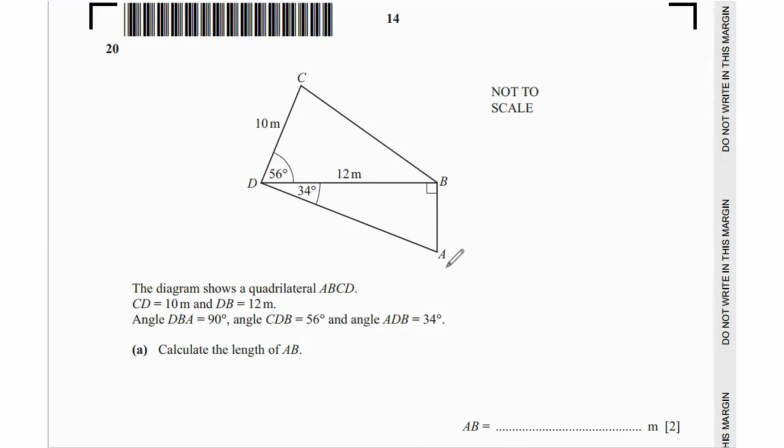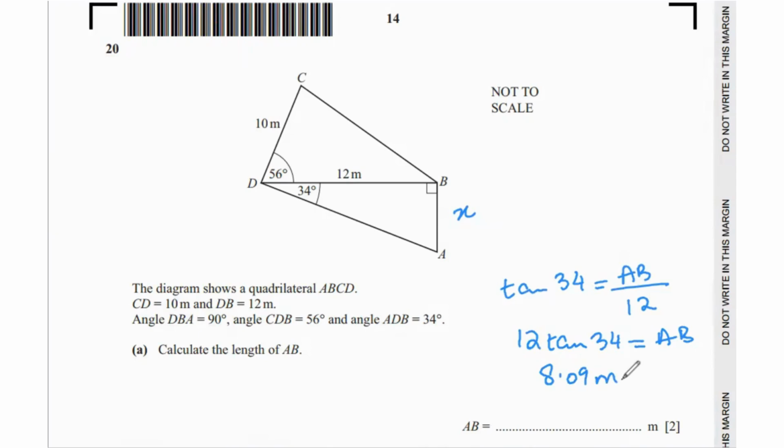So for the length of AB, we have this right angle triangle, triangle ABD. We have the angle, we have the adjacent, we have to find the opposite. We'll use tangent. Tan of 34 equals AB over 12. So 12 times tan 34, and that is going to give us 8.09 meters as the length of AB.